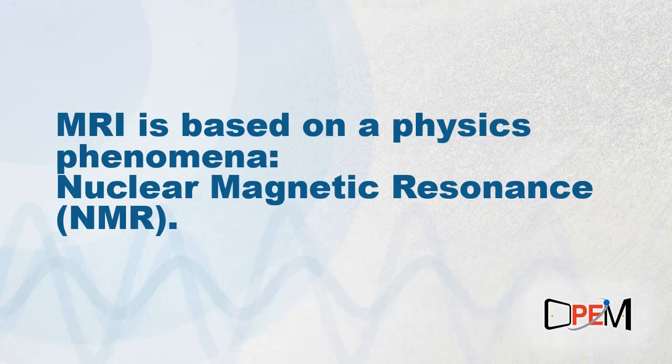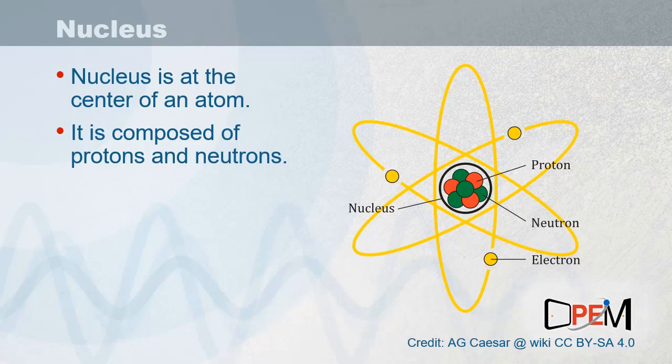MRI is based on a physics phenomenon, nuclear magnetic resonance, or NMR. To understand NMR, we have to talk about the nucleus. The nucleus is at the center of an atom, and it is composed of protons and neutrons.